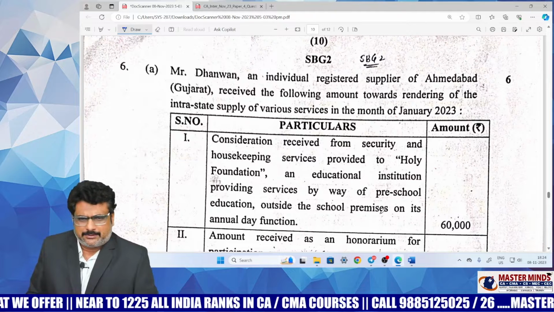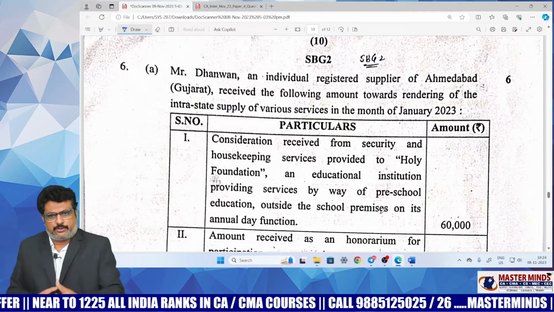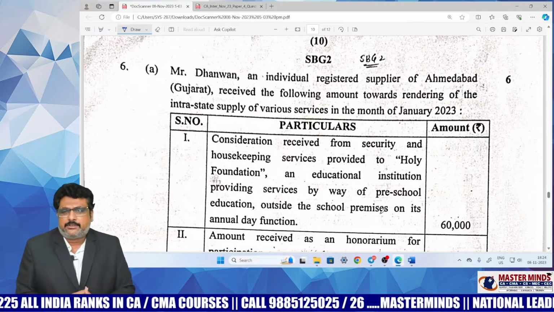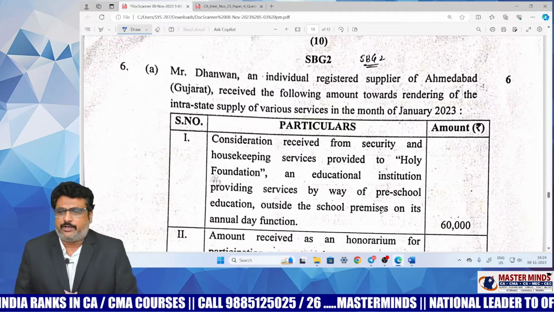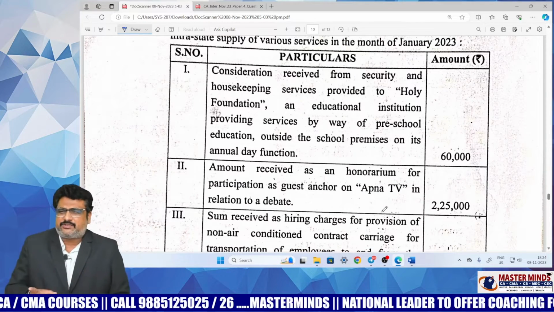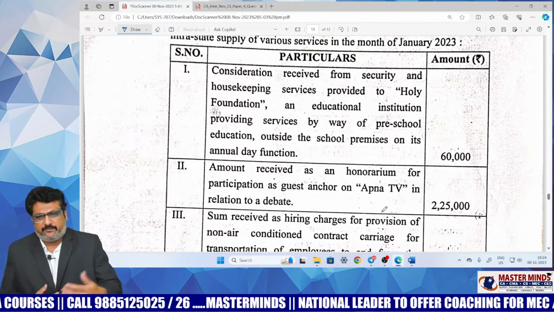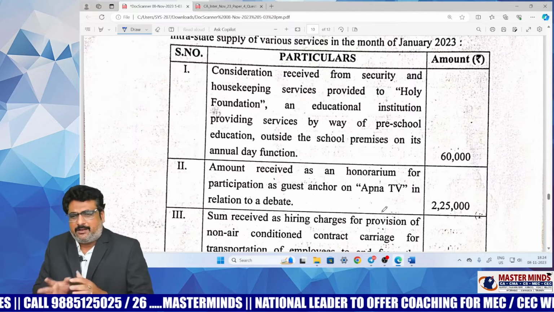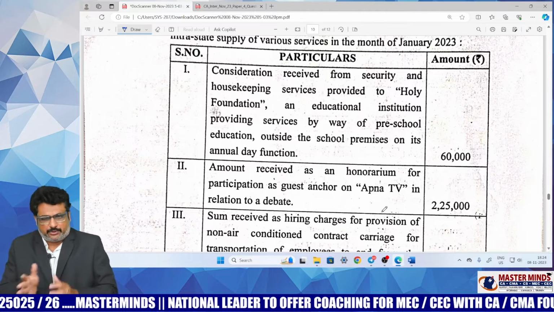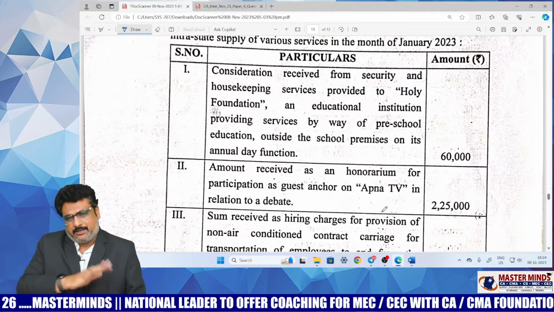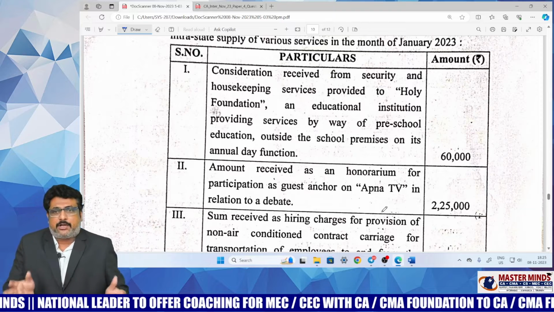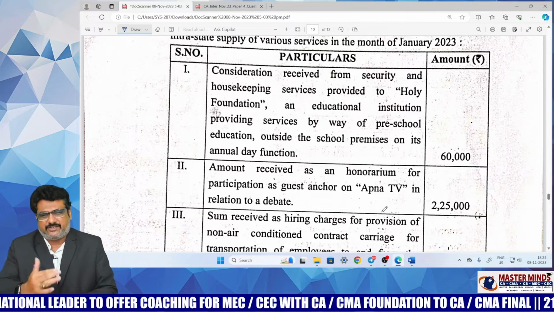And next is 6A. Mr. Dhawan, an individual registered supplier of Ahmedabad, Gujarat, received the following amounts towards rendering of intrastate supply of various services. In the majority of cases, even in previous exams, 6A is a comprehensive problem, but except ITC. Generally, 6A will not cover ITC. The remaining chapters are combined and asked in the form of 6A in most cases.